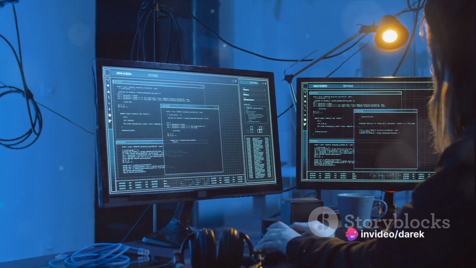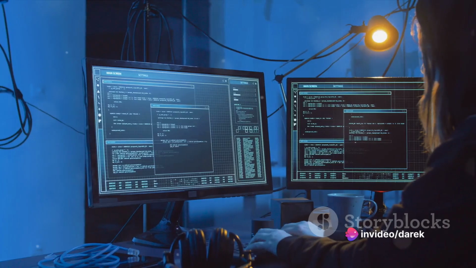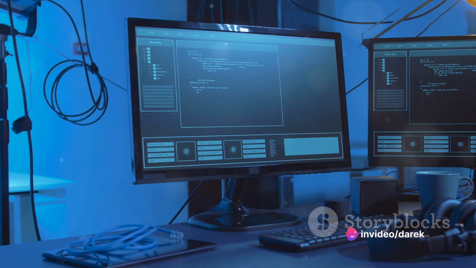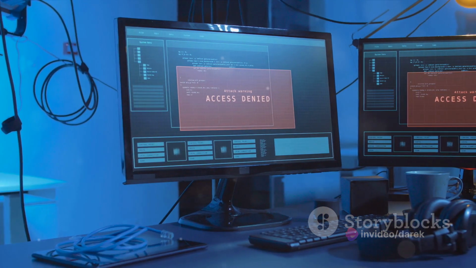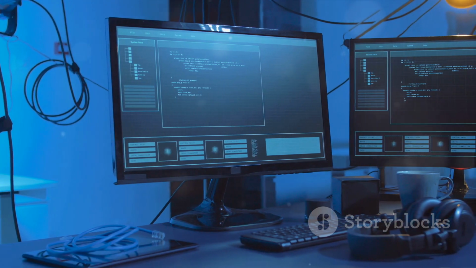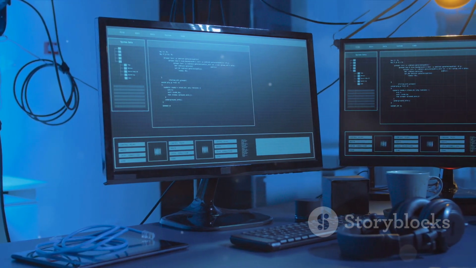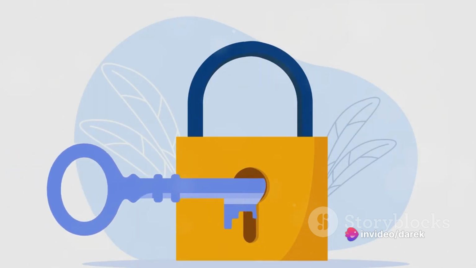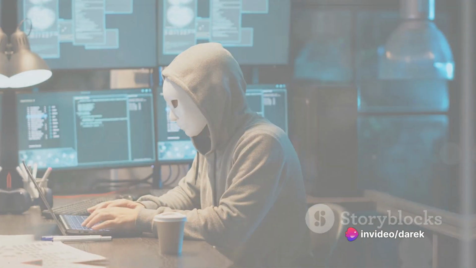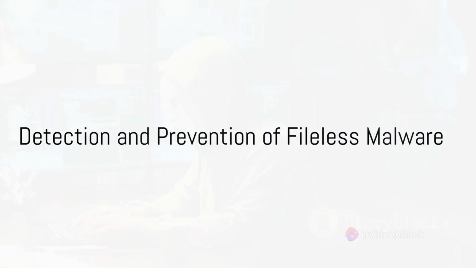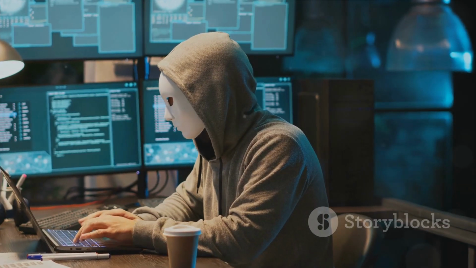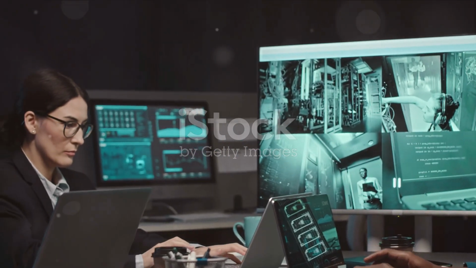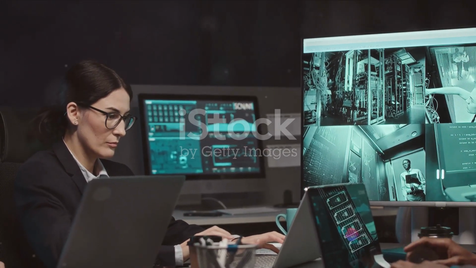All in all, fileless malware is a formidable adversary. It operates stealthily, using legitimate tools as a cover, and it persists even after a system reboot. This makes it incredibly difficult to detect and remove. In the stealthy world of fileless malware, detection is the first step towards prevention. Now that we know how fileless malware operates, how do we detect and prevent it? Well, it's not as simple as traditional malware detection, but it's not impossible either.